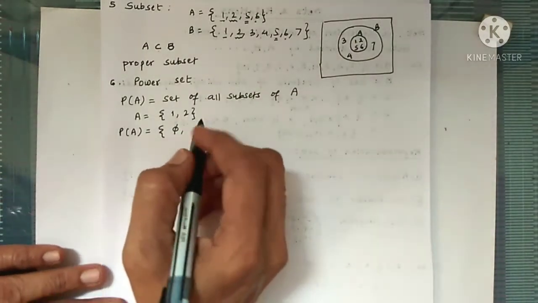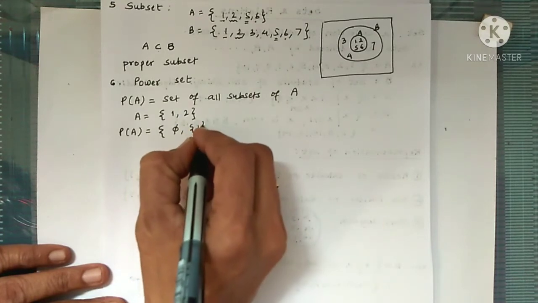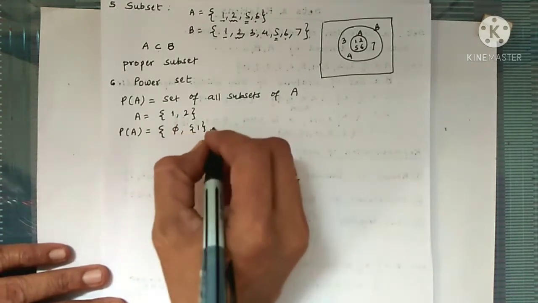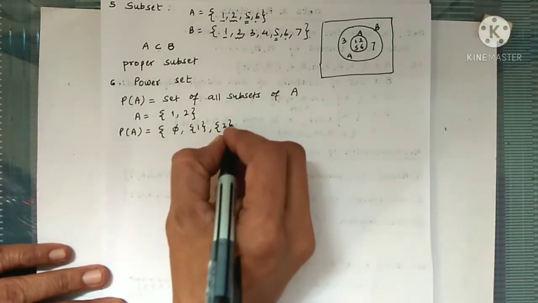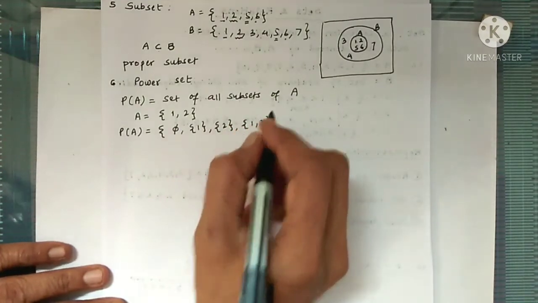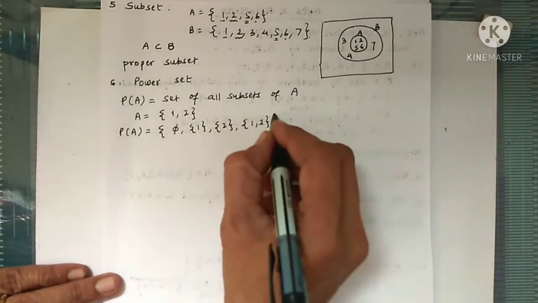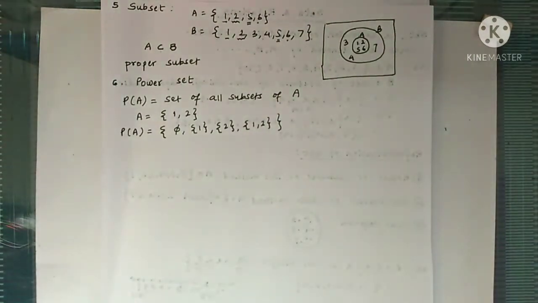Now let's write the singleton subsets of A. Only singleton 1, then singleton 2, and then the subset having two elements, 1 2. So we have listed all the subsets.